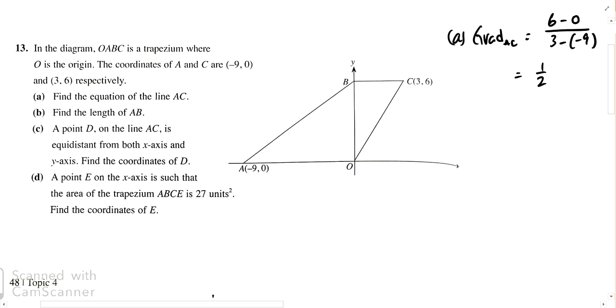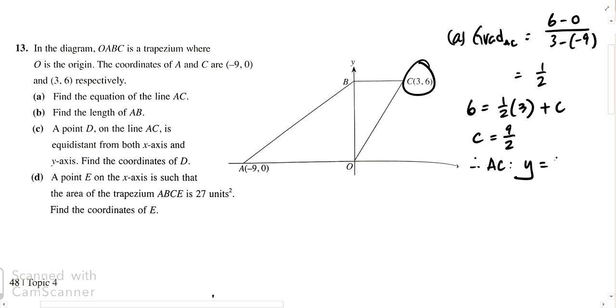So substituting, for example, coordinates for C into y equals mx plus c, we have 6 equals half times the x value plus c, giving us c equals 4.5, that's 9 over 2. So AC: y equals half x plus 9 over 2.